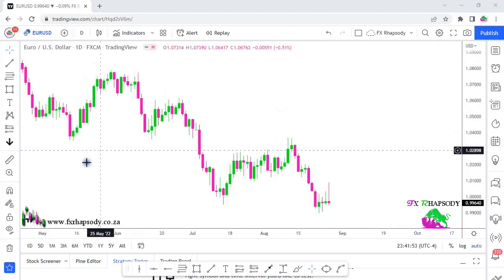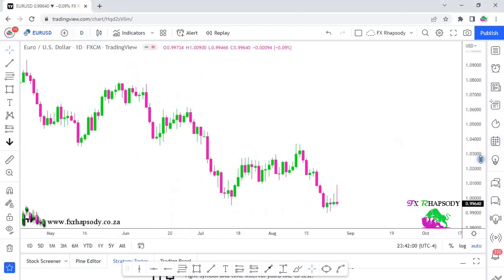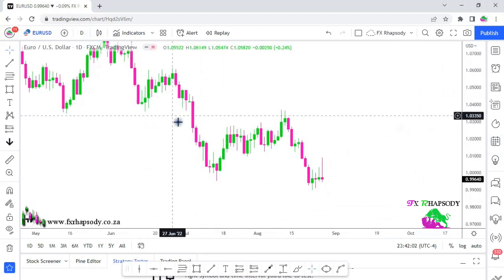Okay guys, so looking at the Euro US dollar, we're starting off again with the daily, moving down to the 1 hourly time frame, top down analysis. So on a daily time frame, not a lot happening. So we have this break in structure over here. It's a nice little break that happened.